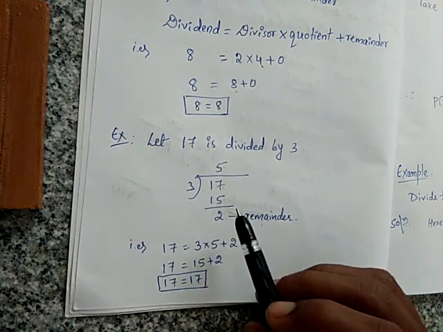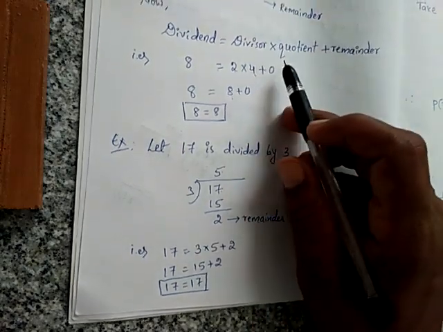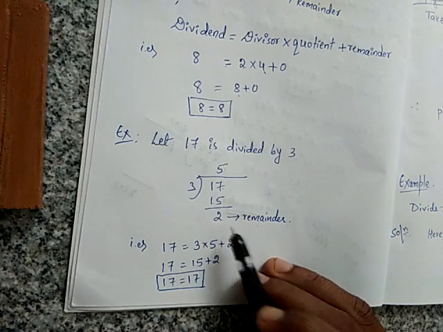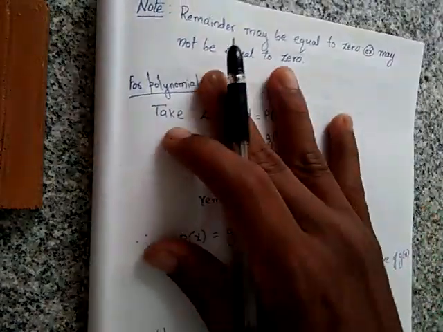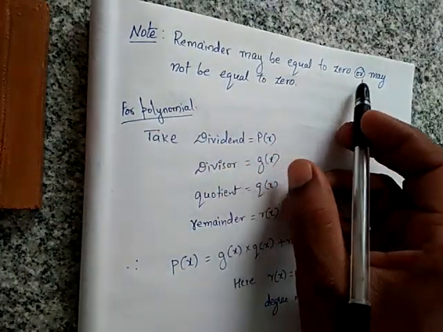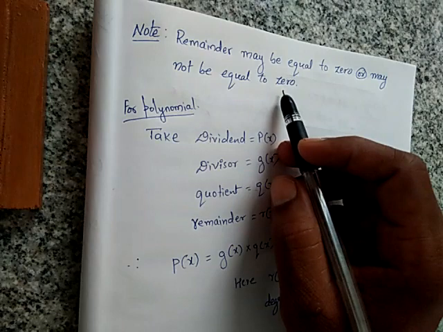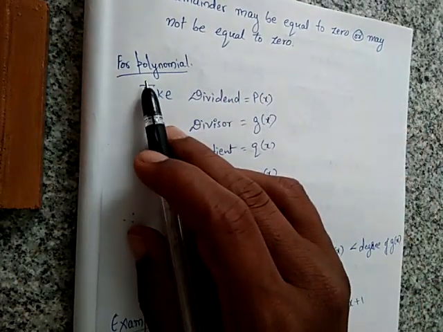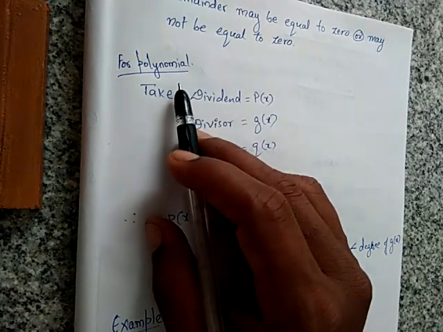Okay, so one thing you can remember here: you got the remainder 0 here, but you didn't get the remainder 0 here. So for that I have written one note here, my dear students. Note: remainder may be equal to 0 or may not be equal to 0. This is for numbers, and similarly for polynomials also. For polynomials I have written here, this is also very important.